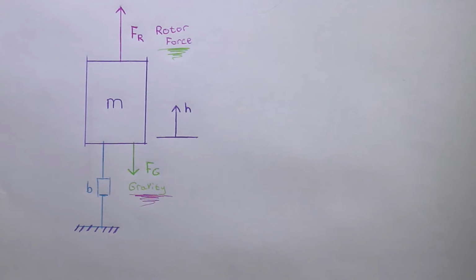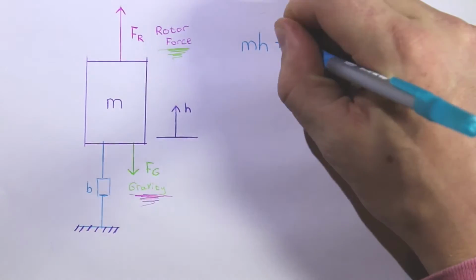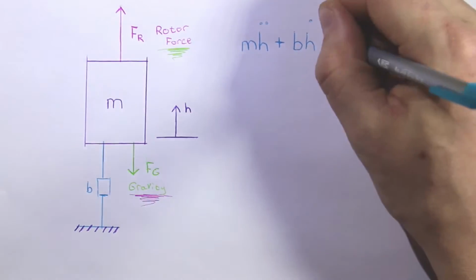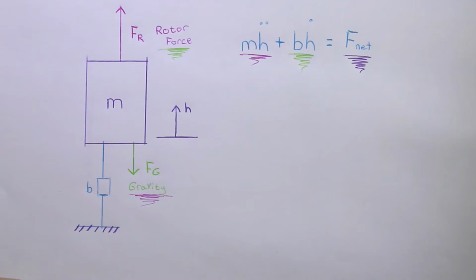Underneath the purple rectangle, you can see our B value. This represents the dampening the quad experiences as it moves through the air. And finally, pulling straight down on our system is FG, or the force of gravity. As you can see, M h double dot plus B h single dot equals F net, or the net force on the system.